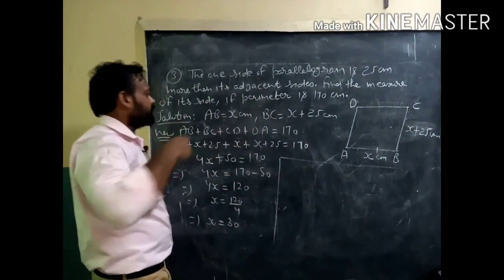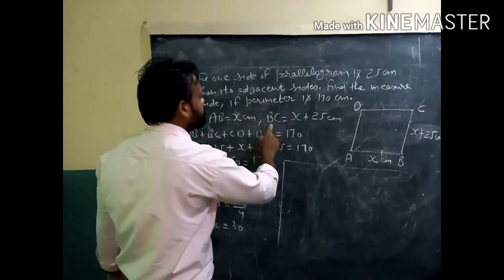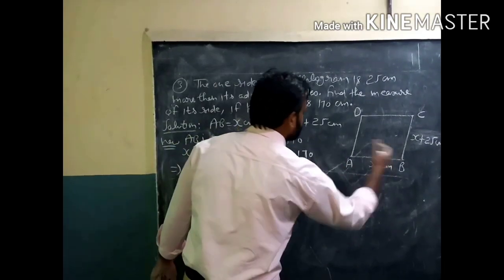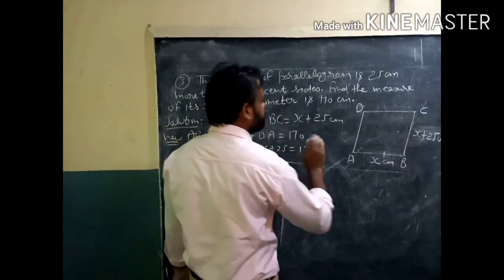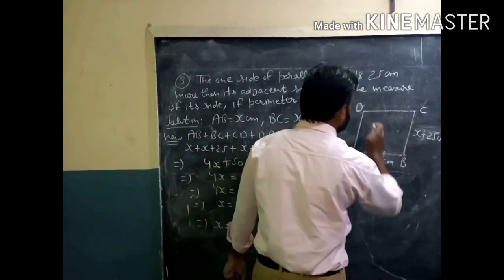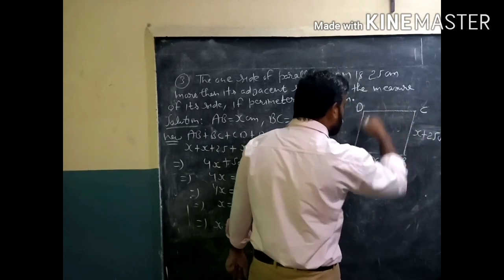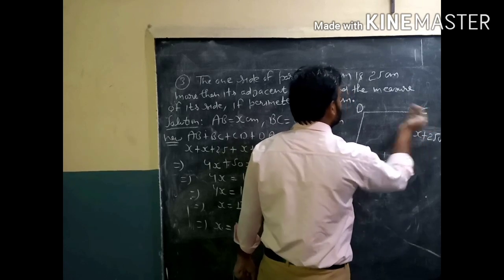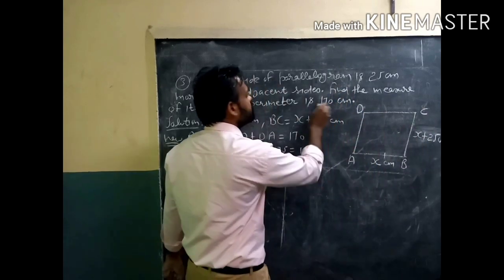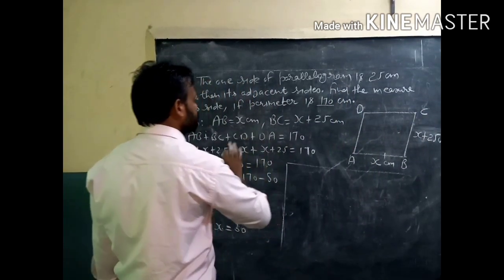Now you can see AB is x centimeters and BC is x plus 25 centimeters. The next thing given is the perimeter of the parallelogram. What is the meaning of perimeter? Perimeter is the sum of all the sides of the parallelogram, meaning the sum of AB plus BC plus CD plus DA is equal to 170. So this is given to us.